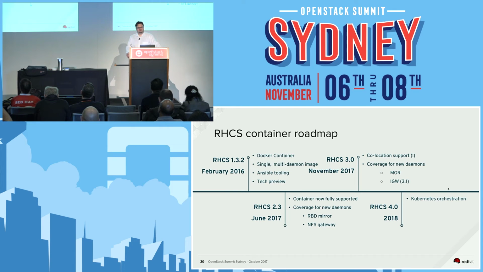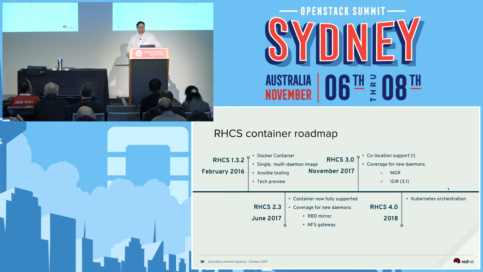In 2016, we went to tech preview with the Docker container. In June, we went to support with the Docker container again, or more properly at that point, the Moby container. And that is the flat deployment, so no orchestration, just Ansible and systemd. With Red Hat Ceph Storage 3, which coincidentally is being announced today, we are introducing co-location support. So these containers can be placed on the same hosts. All the hosts are storage hosts now.